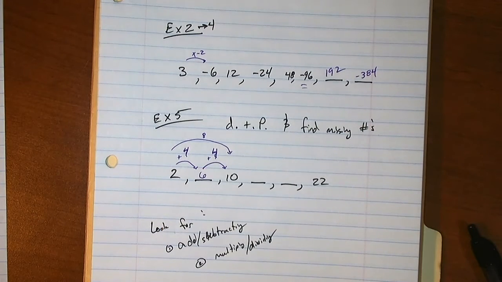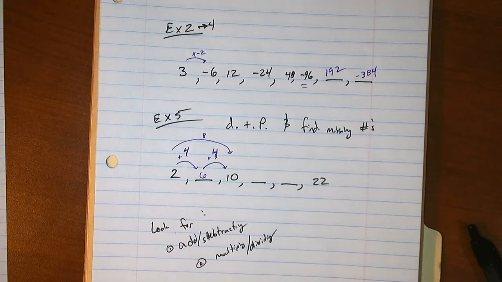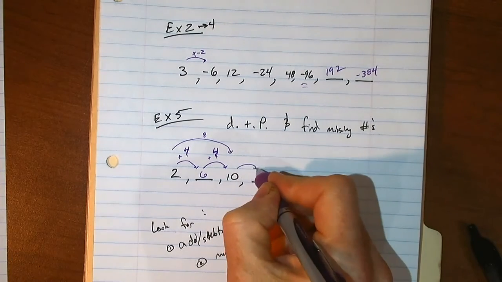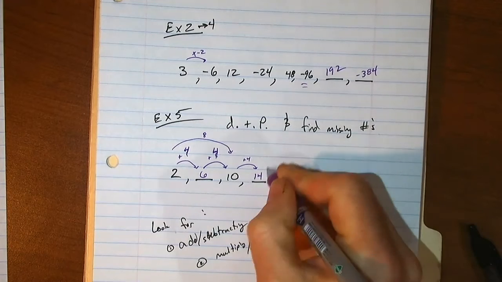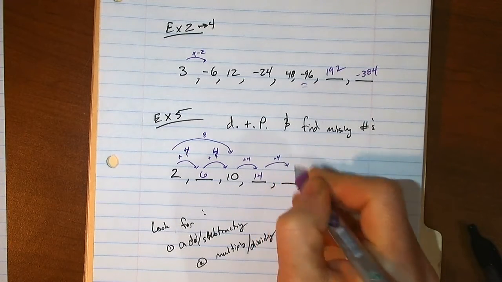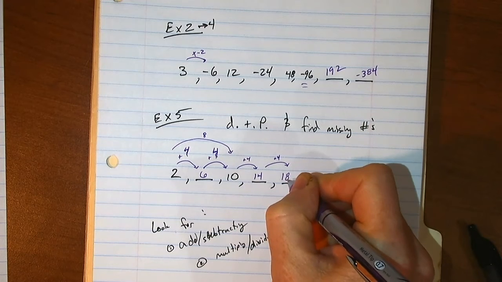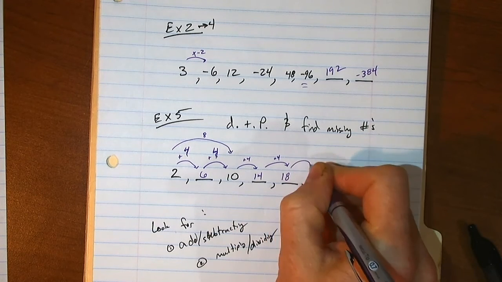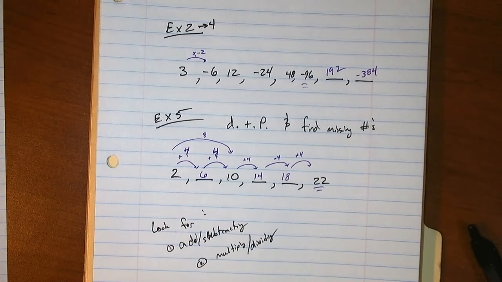Now, that works for my first blank, but does it keep working? Because remember, the pattern has to stick. It has to stay. So if it's going to keep working, then I should be able to add 4 again. So 10 plus 4 would be 14. And I should be able to add 4 again. 14 plus 4 would be 18. And now here's the test. If I add 4 again, is this the number that I should end up with? And in this case, it is.